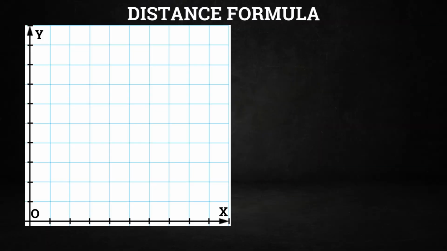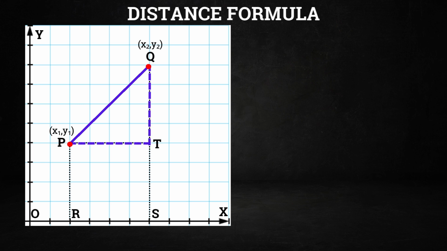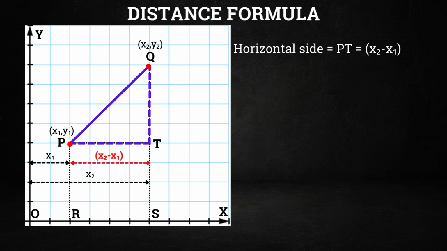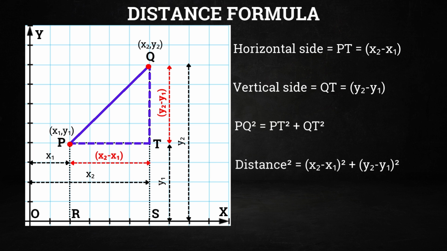To find the distance between 2 points, say P (x1, y1) and Q (x2, y2), we draw perpendiculars and a parallel to the x-axis. This gives us a right triangle where the horizontal side is x2 minus x1 and the vertical side is y2 minus y1. By applying the Pythagorean theorem, we get distance square is equal to (x2 minus x1) whole square plus (y2 minus y1) whole square. Taking the square root, we have the distance formula.